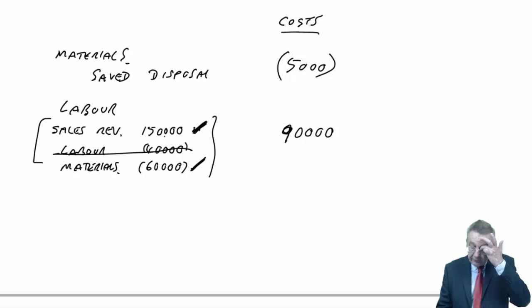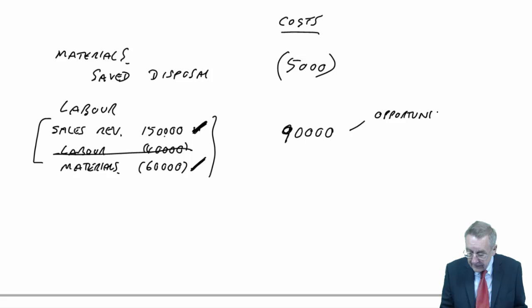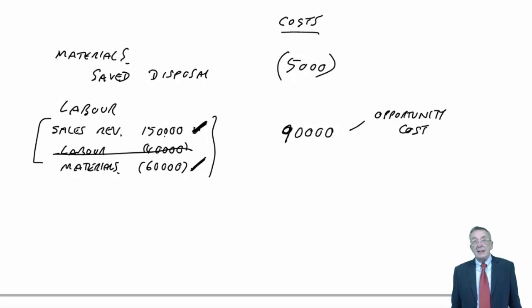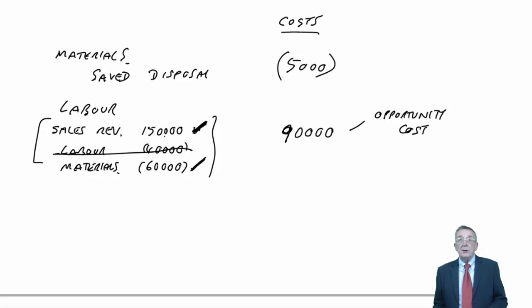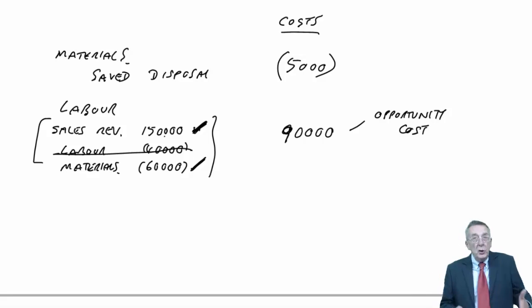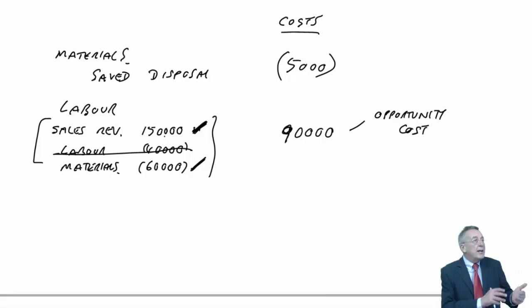That, you should remember again from earlier studies, we call an opportunity cost. Because we're not directly spending 90, obviously. But the reason it's costing us 90 to do the contract is because we're losing a net 90 that we could have earned if we didn't do the contract.